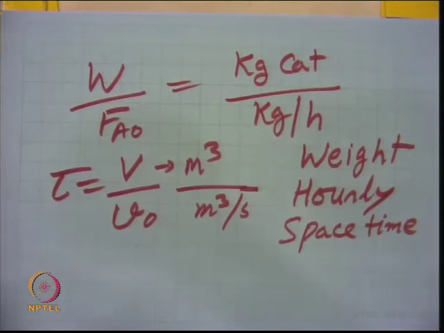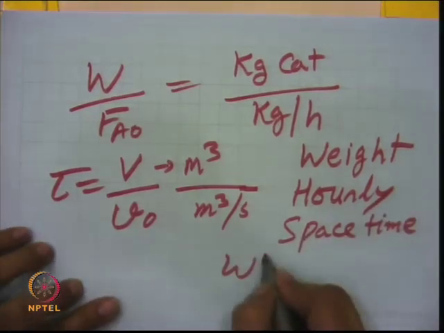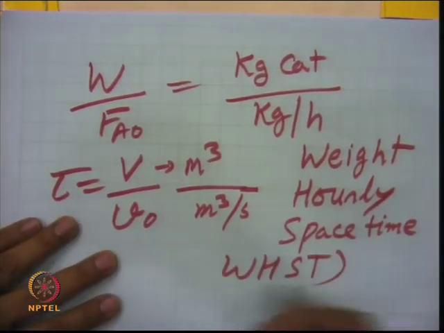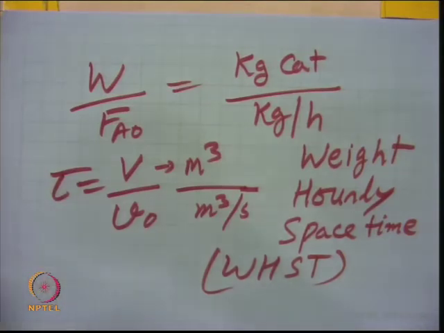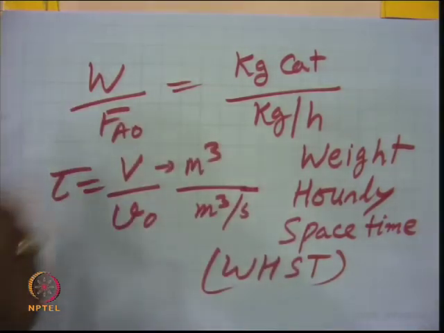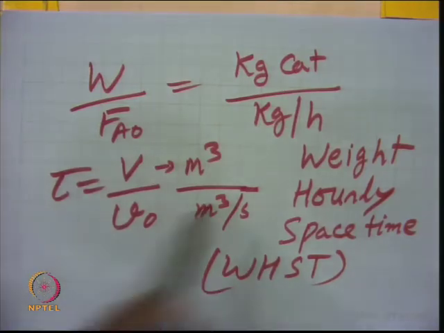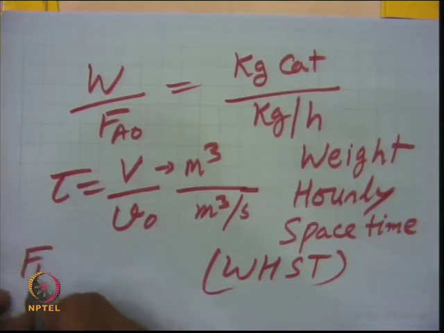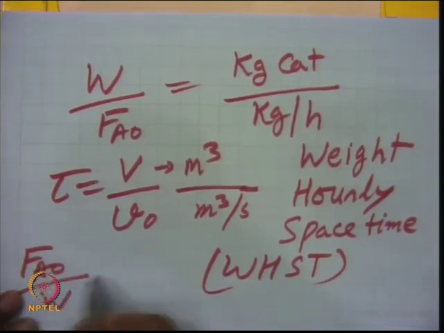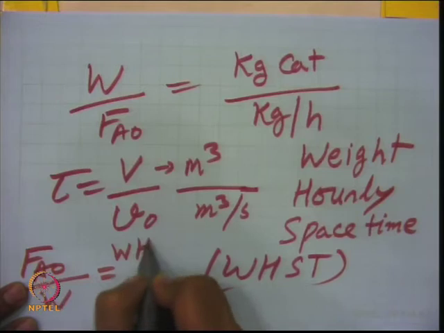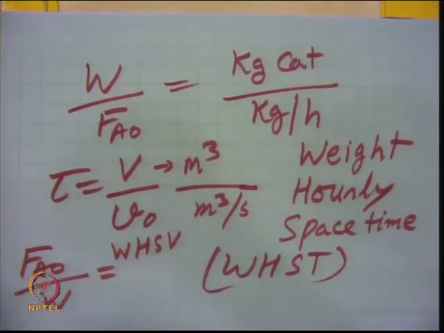Right, W H S T here, and if you define the inverse of this, F A naught by W, that is known as space velocity, right, weight hourly space velocity, W H S V, right. So, that F A naught by W is W H S V, weight hourly space velocity, right.